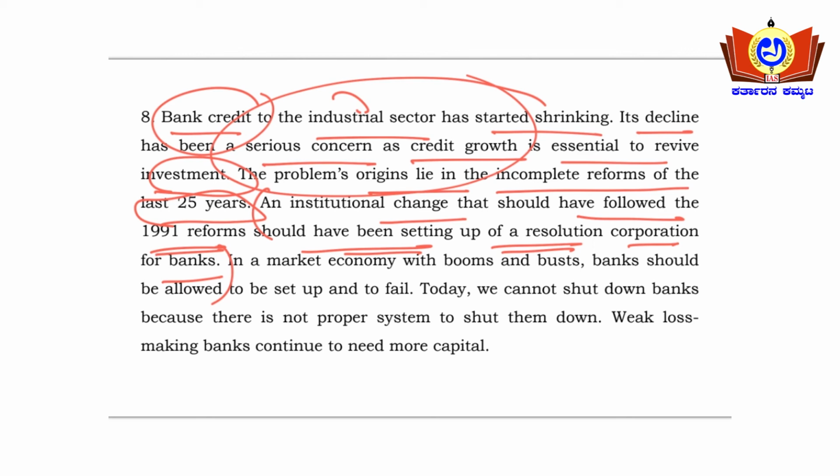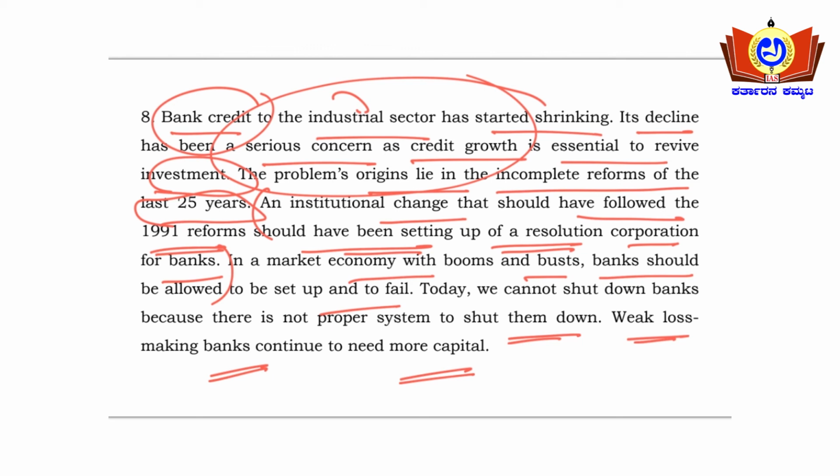Okay, this is the problem situation, and what might be the possible solution for that? An institutional change should have followed since the 1991 reforms; this is the possible answer for the problem there. Okay, in a market economy with booms and busts, banks should be allowed to be set up and to fail. Today we cannot shut down banks because there is no proper system to shut them down. Weak loss-making banks continue and need more capital. Okay, they are talking about the problem here. What is the problem?